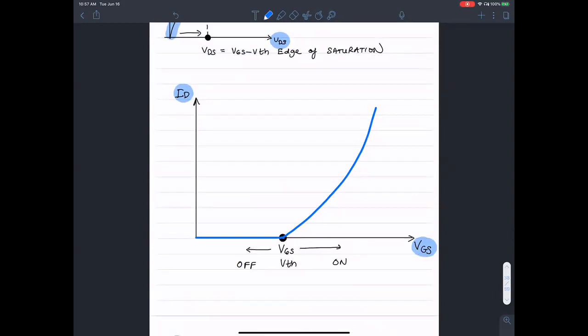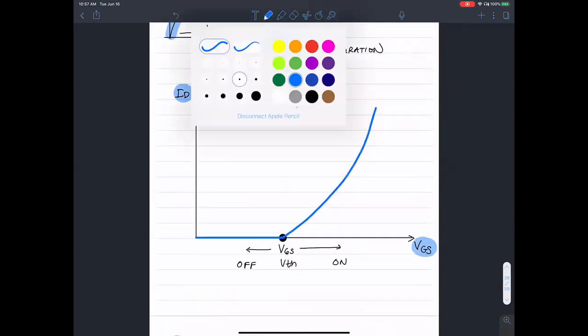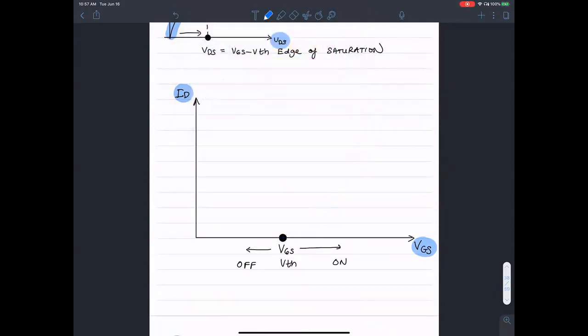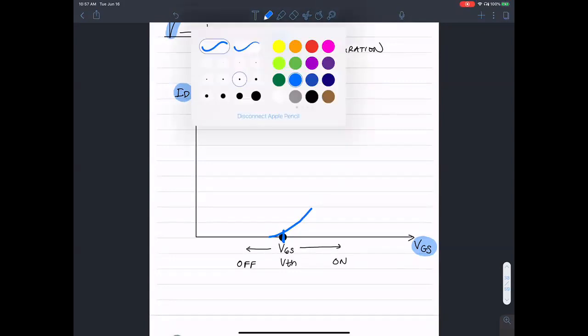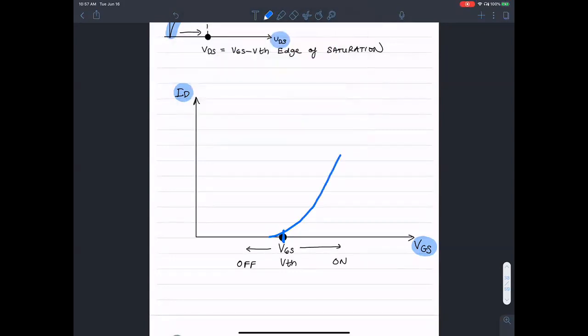But in reality, something else is going to play out, a small modification. Exactly at the threshold voltage, there's still going to be some current, and then it's going to be zero.